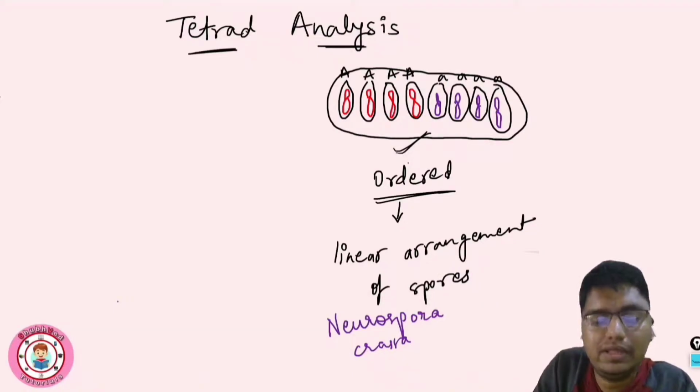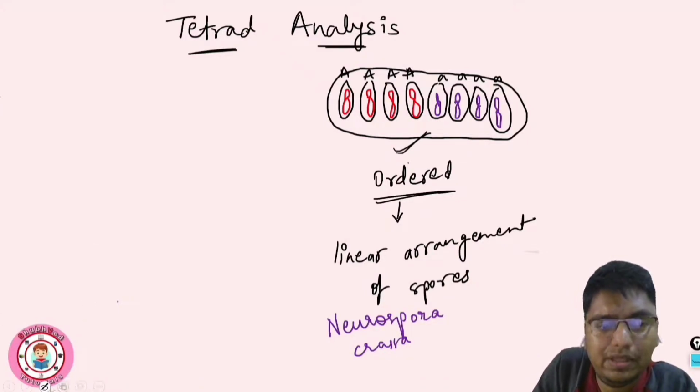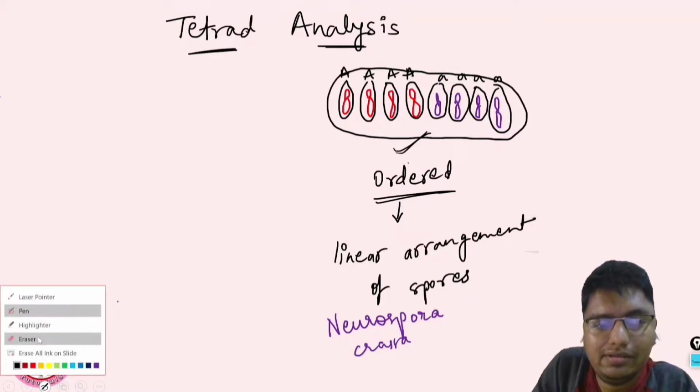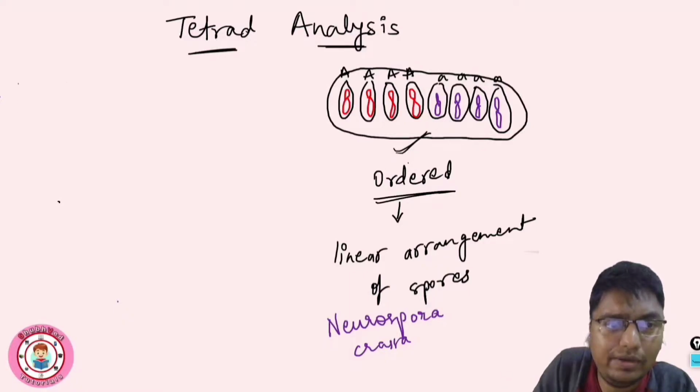As we saw, the ordered tetrad is seen in Neurospora crassa. In this, there is a linear arrangement of spores or chromosomes, as we can see here in the picture. Basically, there are different cases we will see. Suppose this is case one.